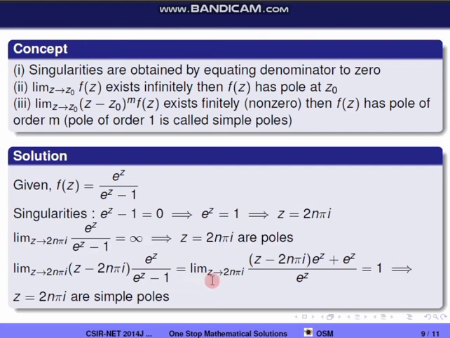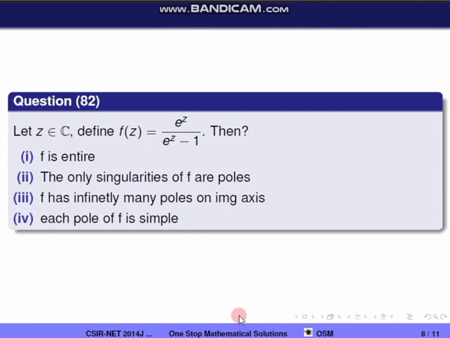So we'll get limit z tends to 2n pi i of z minus 2n pi i times e power z plus e power z by e power z. So when we apply limits, we are getting the value as 1. So we got a finite and non-zero number. So this implies z equal to 2n pi i are simple poles. So we'll check the correct options now. So the correct options are 2, 3 and 4.